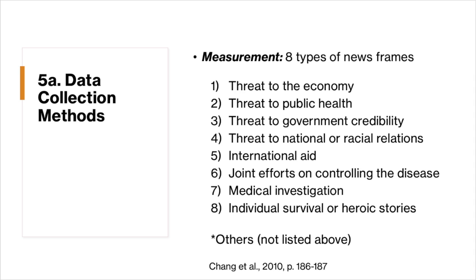And so the 8 types of news frames include threat to the economy, public health, government credibility, national or racial relations, international aid, joint efforts on controlling the disease, medical investigation, individual survival, or heroic stories. And then anything that doesn't fall under those 8 is considered others.